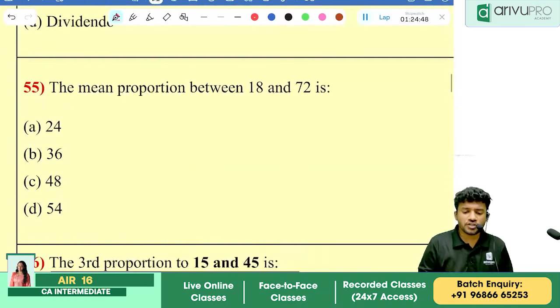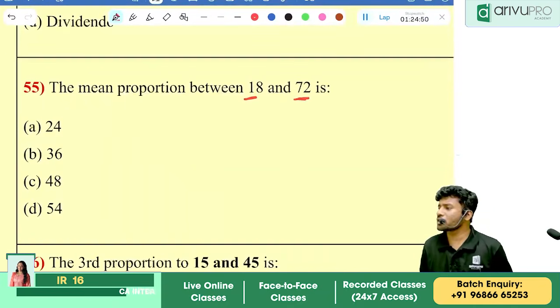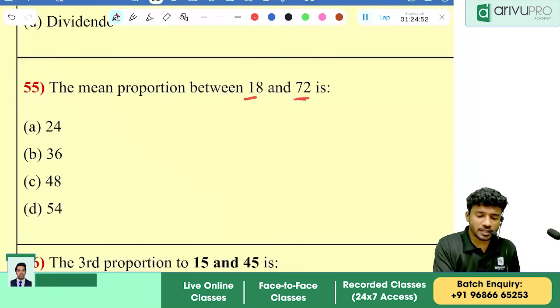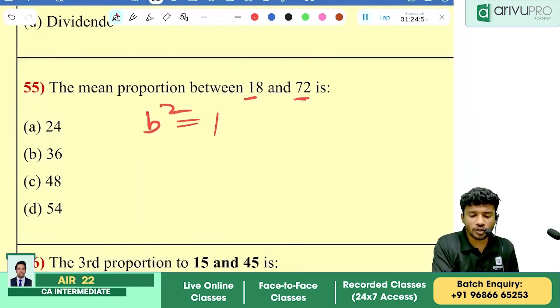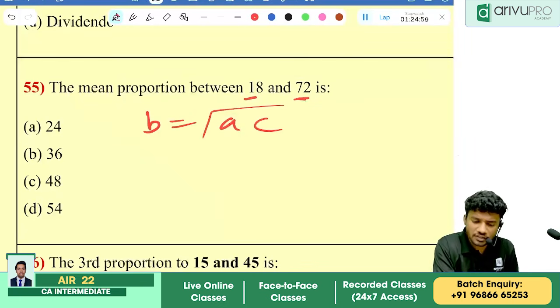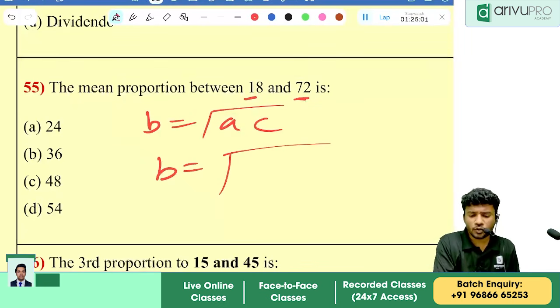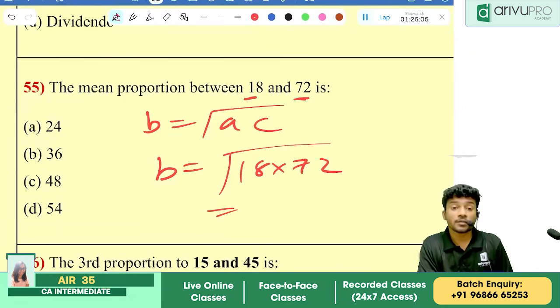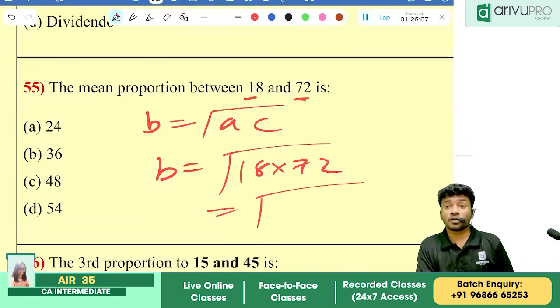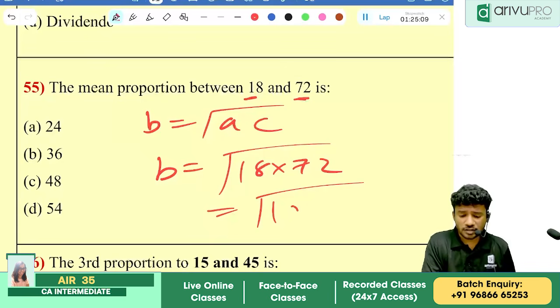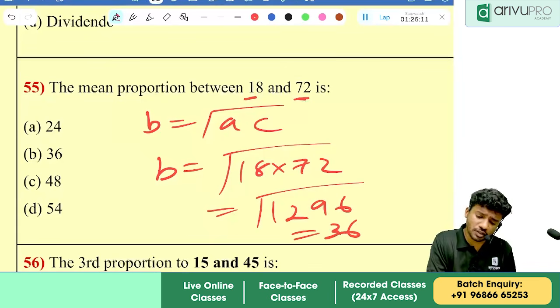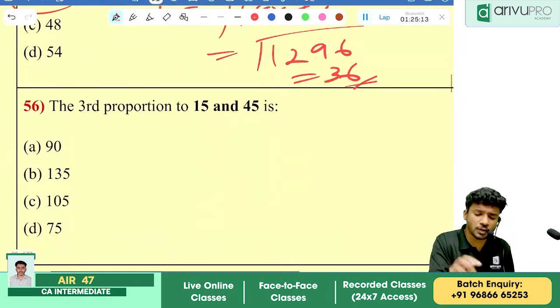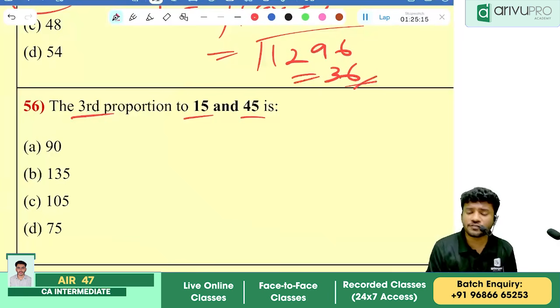The mean proportional between 18 and 72 is how much? That means they are asking for B square is equal to what? B is equal to what? Root of AC. That is nothing but B is equal to root of 18 into 72. How much is the answer, people? Root of how much? Yes, the answer is 30.